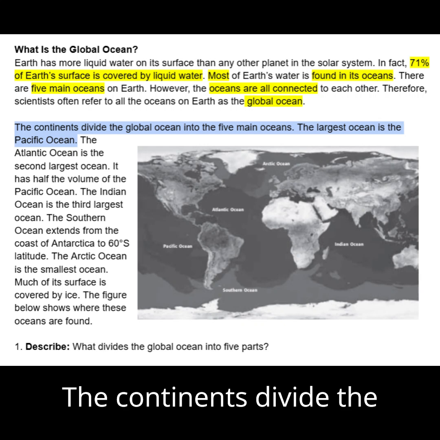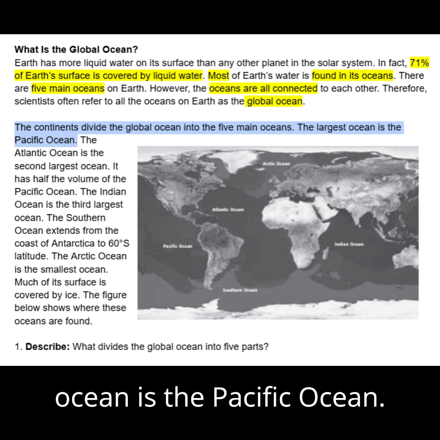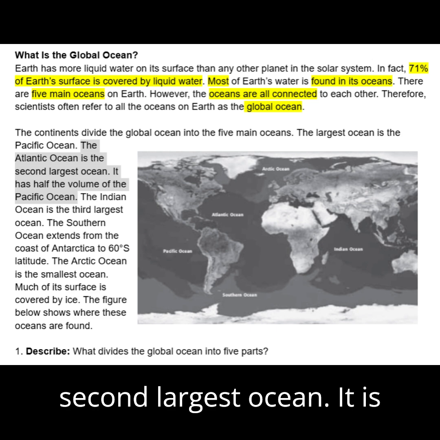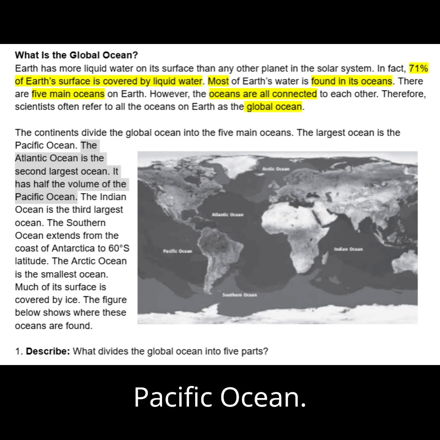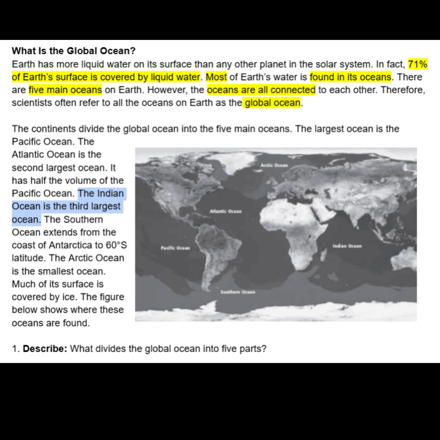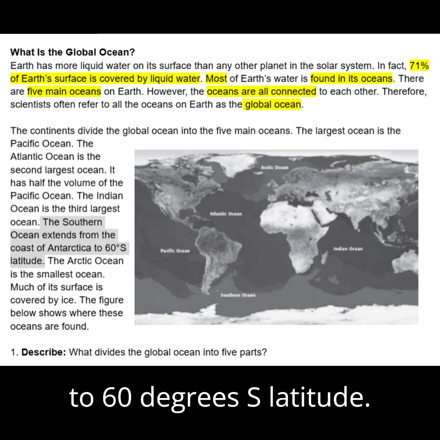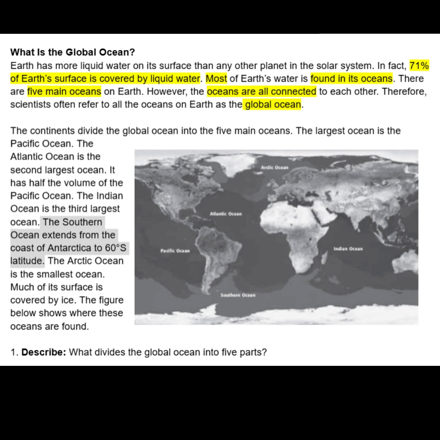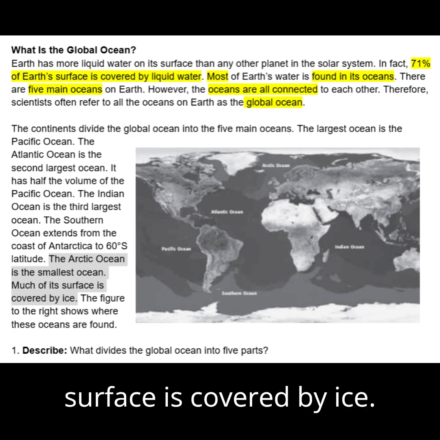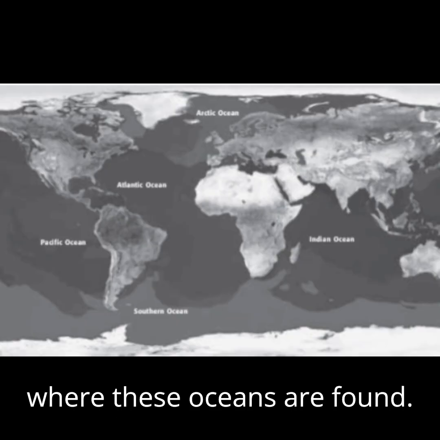The continents divide the global ocean into the 5 main oceans. The largest ocean is the Pacific Ocean. The Atlantic Ocean is the second largest ocean. It has half the volume of the Pacific Ocean. The Indian Ocean is the third largest ocean. The Southern Ocean extends from the coast of Antarctica to 60 degrees south latitude. The Arctic Ocean is the smallest ocean. Much of its surface is covered by ice. The figure to the right shows where these oceans are found.